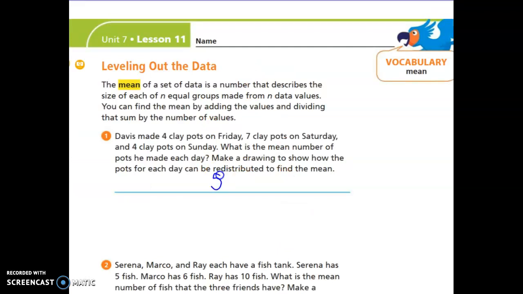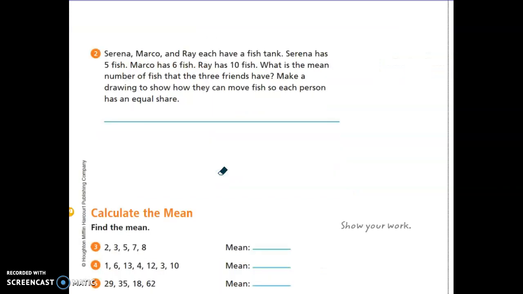All right, let's do another one, and I'll show you how you can make your own model. Serena, Marco, and Ray each have a fish tank. Serena has 5 fish, Marco has 6 fish, Ray has 10 fish. What is the mean number of fish that the 3 friends have? So I'm just going to use X's for mine. I'm going to put an S for Serena up at the top, and I'm going to do 5 X's.